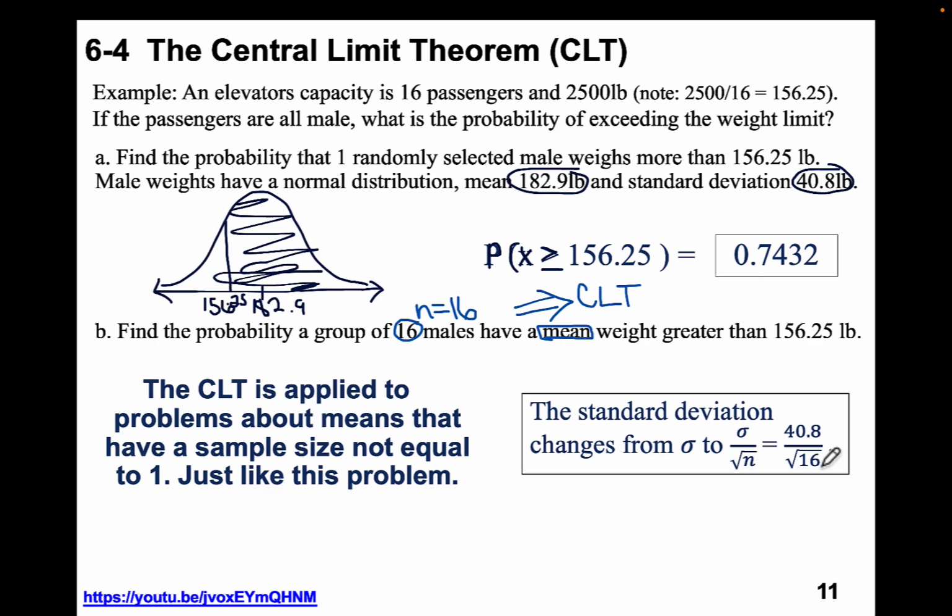So when we go to our normal calculator and we set it up, we need to make sure we're having sigma, not the 40.8. We need to adjust it. It needs to be 40.8 divided by the square root of 16. Let's see what that'll look like.